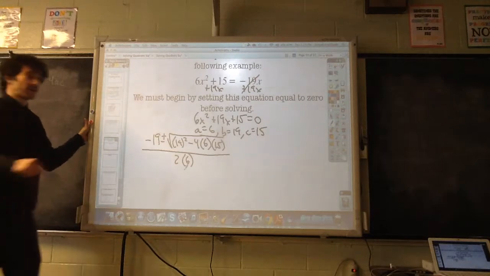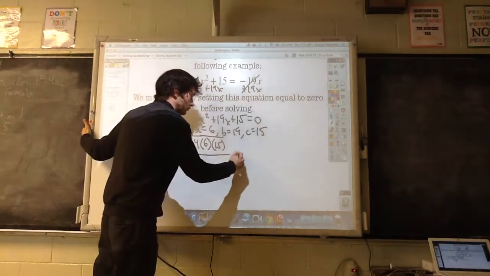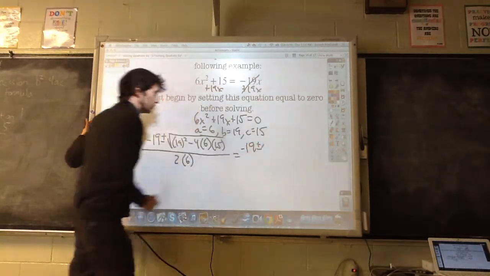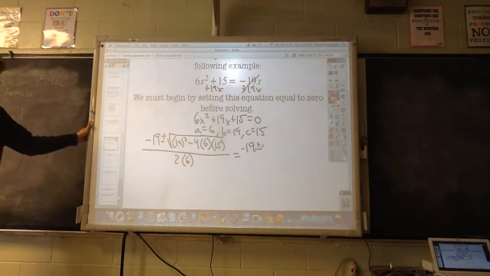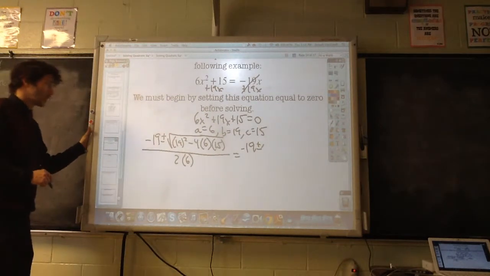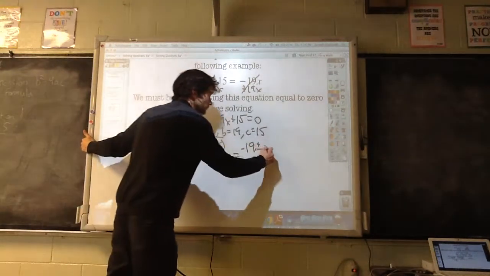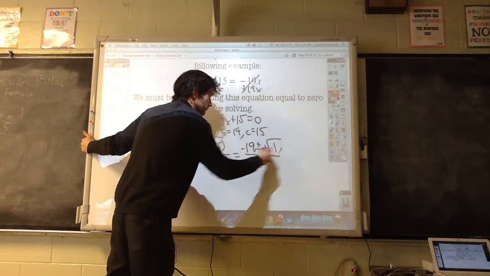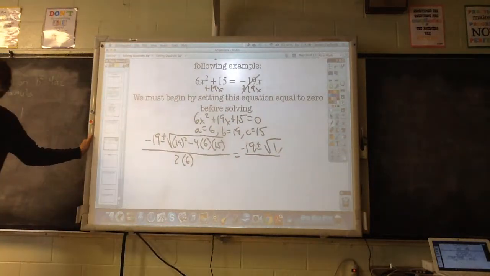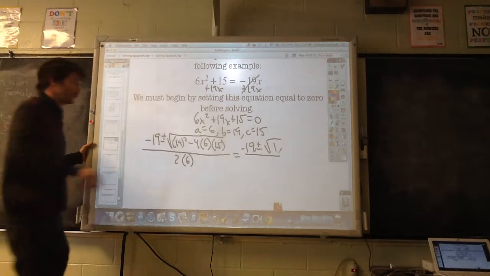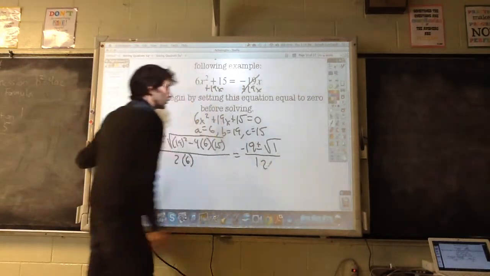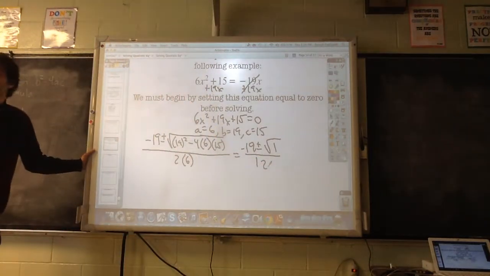Now we're going to simplify the discriminant. So you guys try that in your calculators, see if you can get that. I got 1. You got 1? Yes, sir. Is that what we're all getting? It's gonna be 1. And it's all divided by 12. Okay, so then I would try and take the square root of 1.